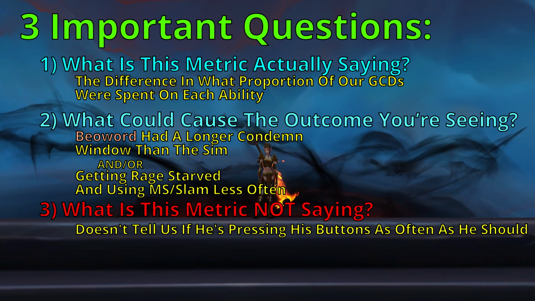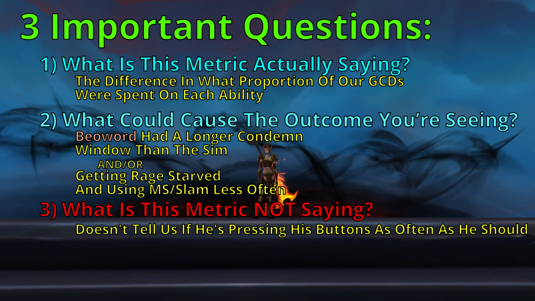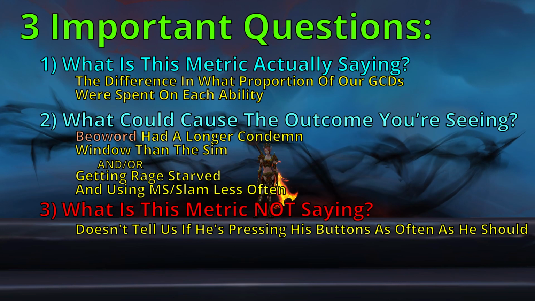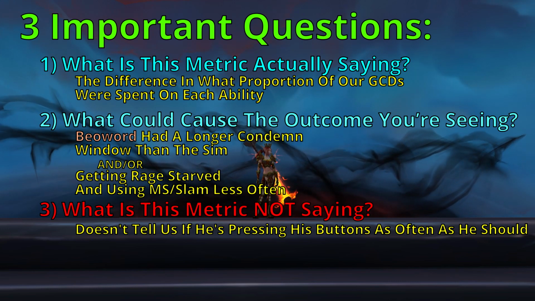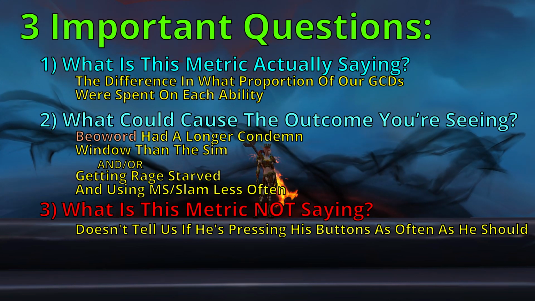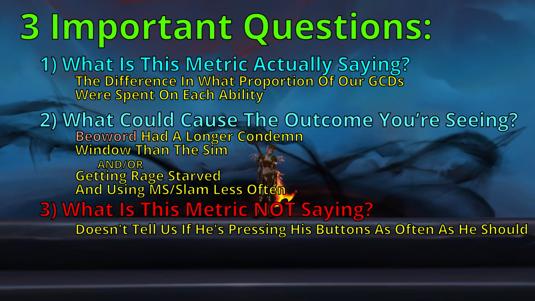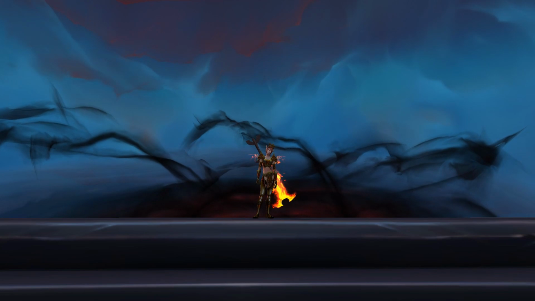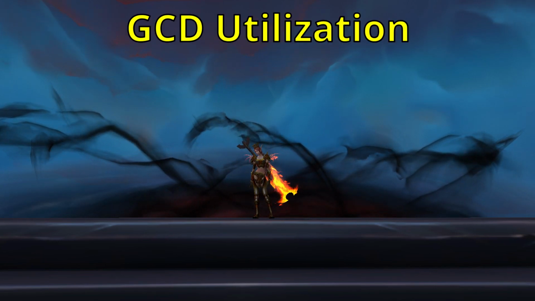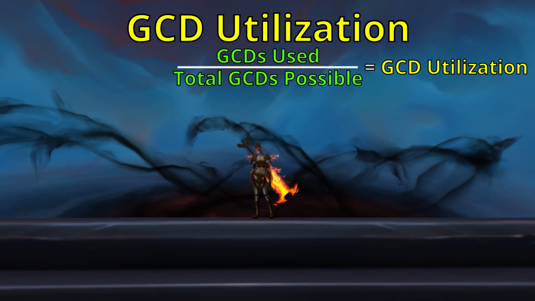Now, what this metric doesn't tell us is whether or not he's hitting as many buttons as he should be. This is an important point because while this metric tells us a lot, it doesn't give us a complete picture. So we're going to need to do a bit more analysis if we want to really figure out if there are any problems with his ability usage. This leads us to the second metric that I want to highlight, which attempts to measure what percentage of global cooldowns available were actually used.